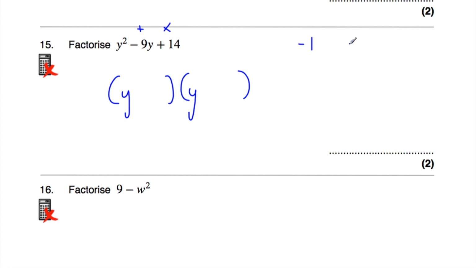So let's try minus 1 and minus 14. Well, minus 1 times minus 14 is 14. Fantastic. But minus 1 plus minus 14 would be minus 15, not minus 9. So let's try some other numbers.